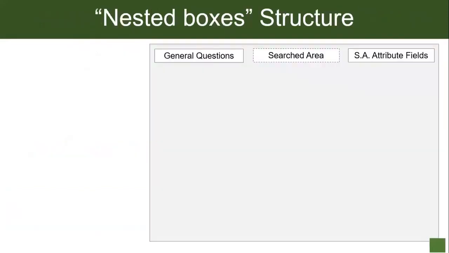And so one thing to note about the Survey123 form is that the form exists in a sort of nested box structure. So when you open up the form, there will be gray boxes within them with different groups of questions pertaining to an invasive species observation. So when you open up the form, there will be the general questions, the searched area, and the searched area fields, as well as other boxes.